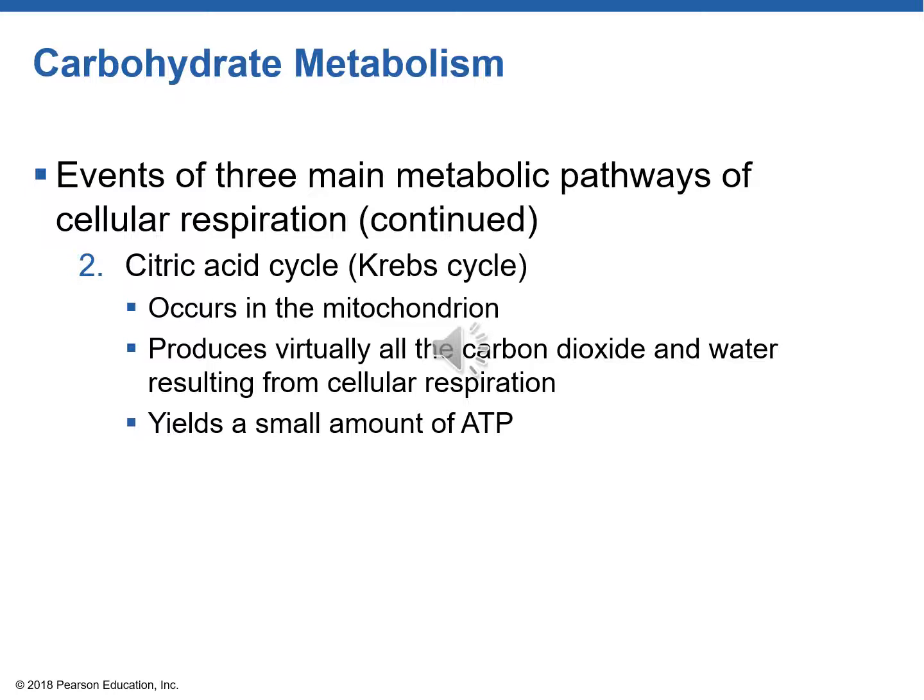The next step occurs inside the mitochondria. And this is the citric acid cycle, also known as the Krebs cycle. And we're going to keep it pretty basic here. But this yields a little bit of ATP. It is the next step, and it produces a lot of CO2 and water.